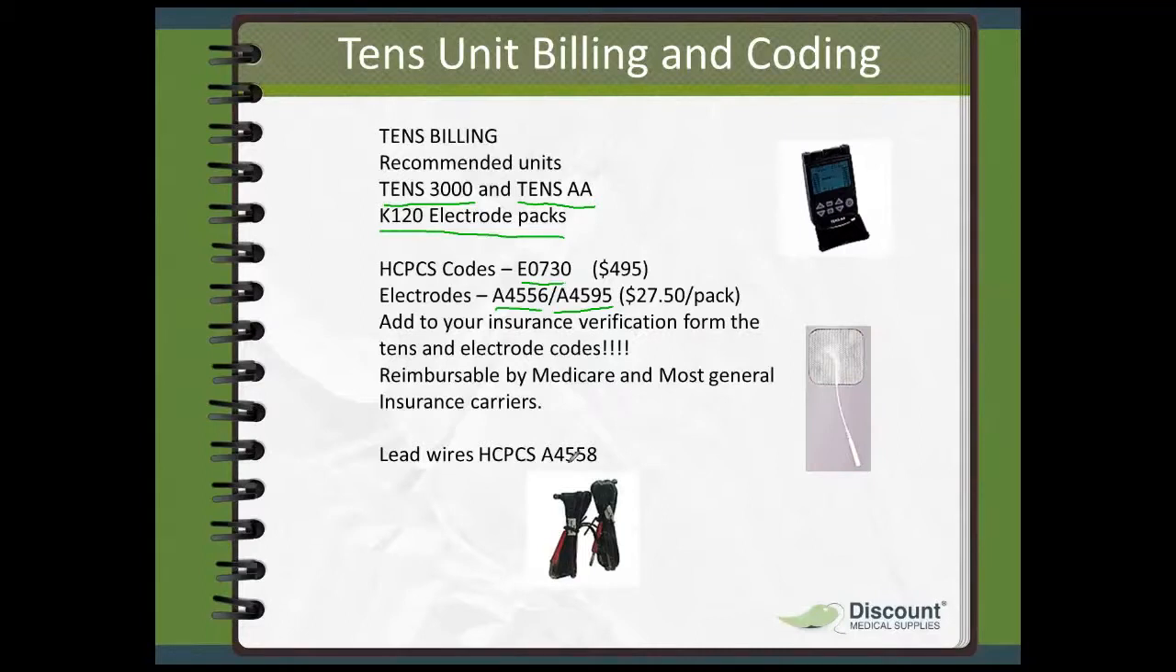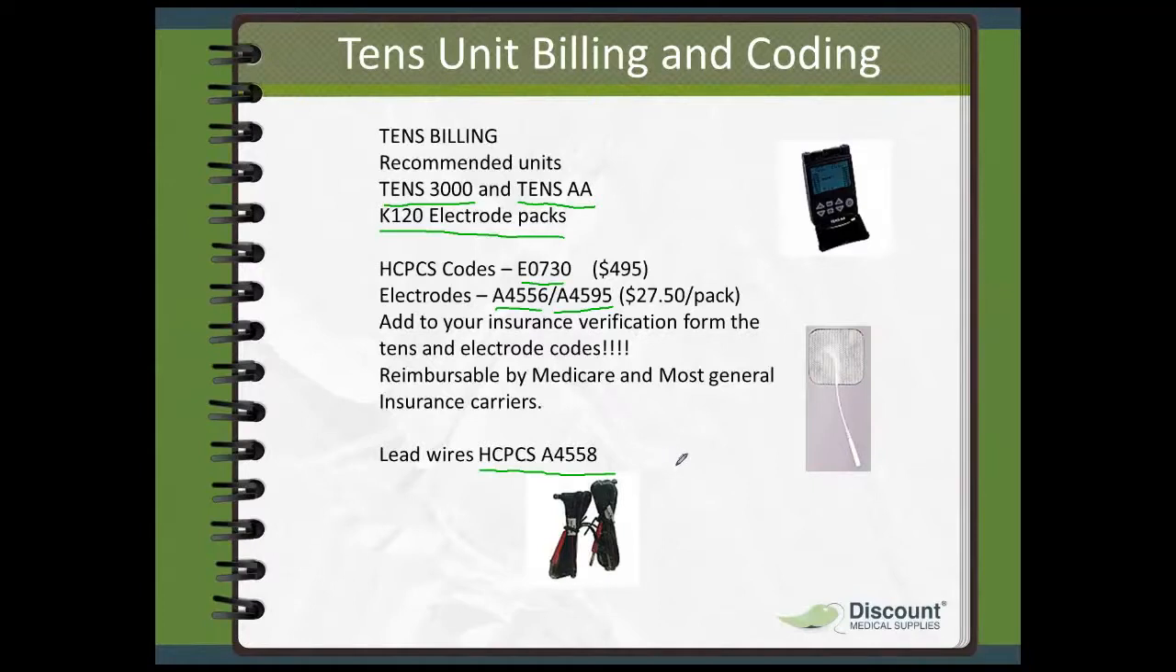Also, lead wires. The lead wire is A4558. And we recommend a lot of times these lead wires may not last the course of 3, 6 months or a year based on the patient and the use of the system. So we always recommend giving the patient at least one extra package of lead wires. They only cost an additional $3, and it's a great little help to the patient so they don't have to go search for them if they do break or come back to you.